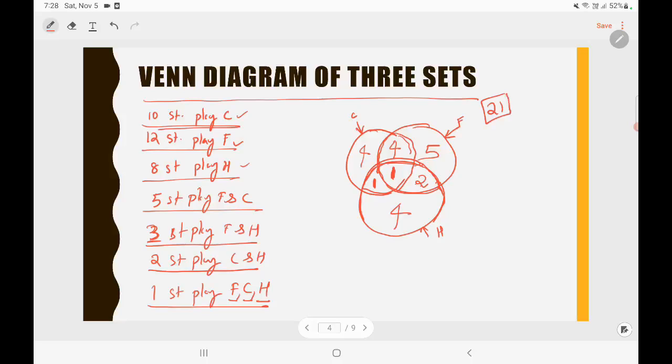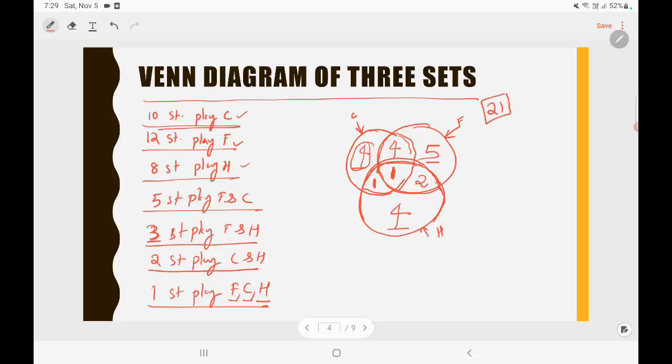And if you are asked to find the number of students who play only one sport, that means either cricket alone, football alone or hockey alone, it will be 4 plus 5 plus 4. So you will get 13. In this way different questions can be asked. How many students play cricket alone? It is 4. How many students play football alone? It is 5.